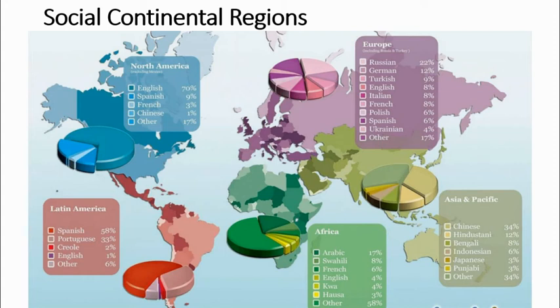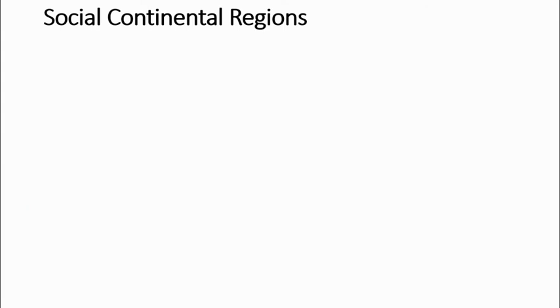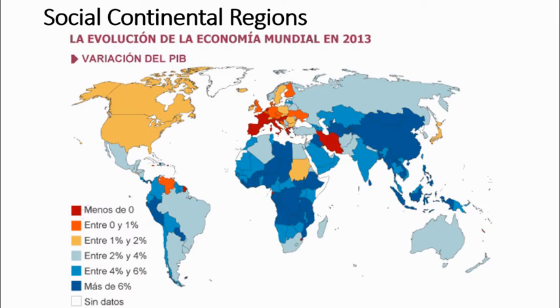Social continental regions. Just as we can identify various natural regions in the world, it is also possible to distinguish other types of regions which are formed and recognized by their social characteristics. Social regions can be differentiated as cultural and economic.